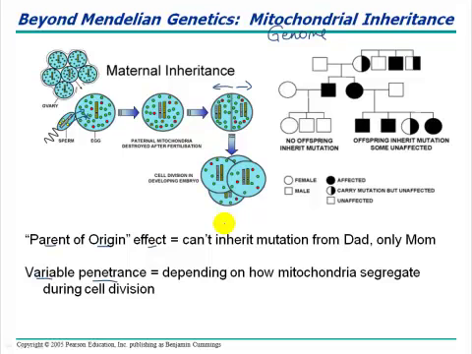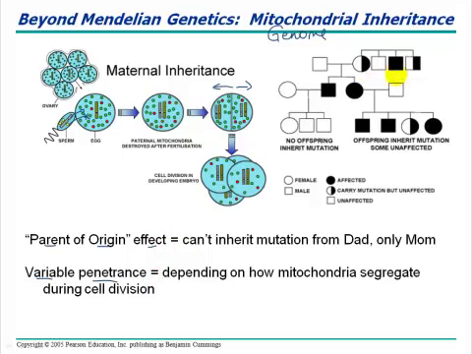You could have most of the cells in the body not showing mutant mitochondria and not being affected by it. It's essentially random as to how those mitochondria segregate during early development. So how would this look on a pedigree? Well, we would see both of those phenomena showing up in a pedigree, both the parent of origin effect, where you can't inherit from dad, but you can inherit from mom, and the variable penetrance phenomenon as well.